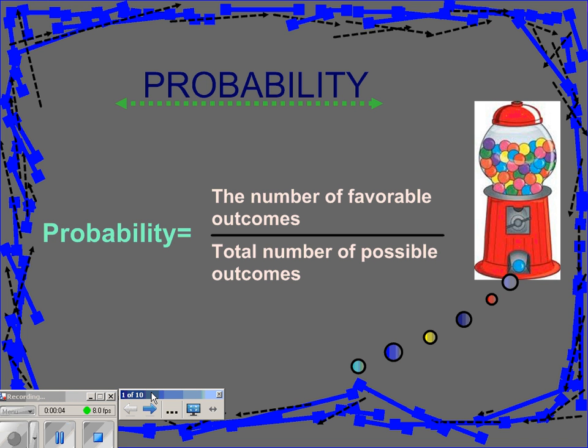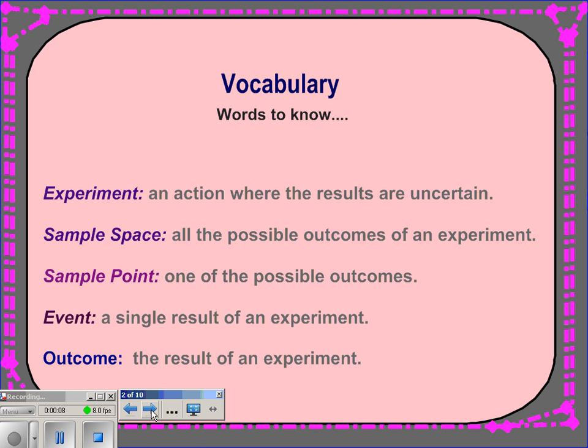Probability. The number of favorable outcomes over the total number of possible outcomes. Vocabulary words to know. Experiment. An action where the results are uncertain. Sample space. All the possible outcomes of an experiment.